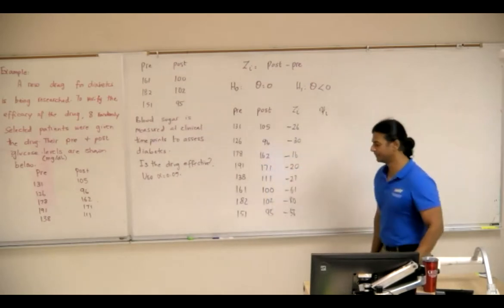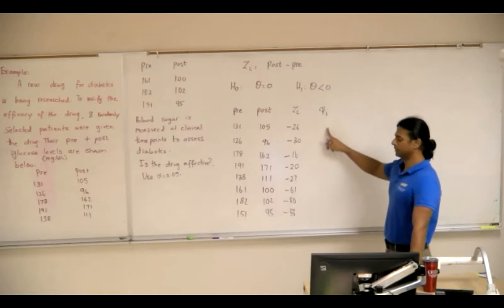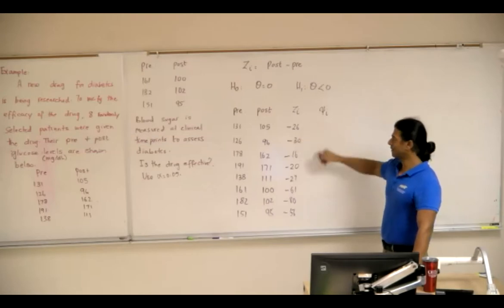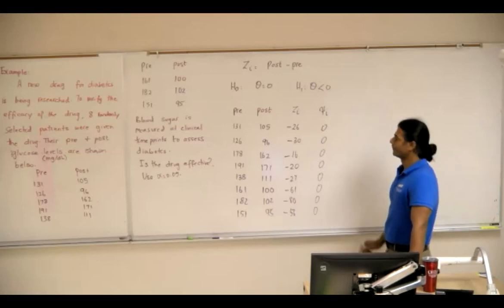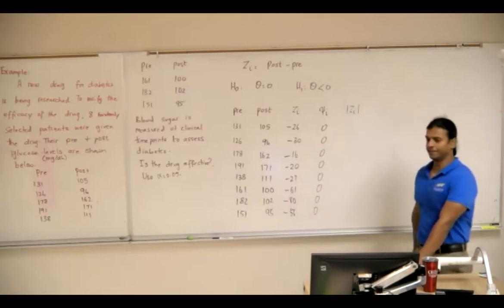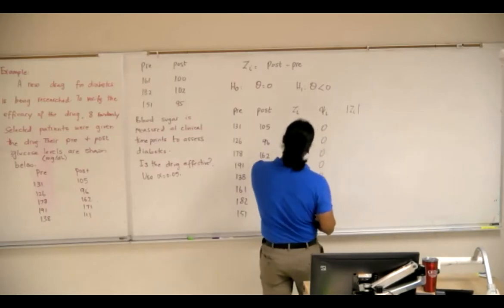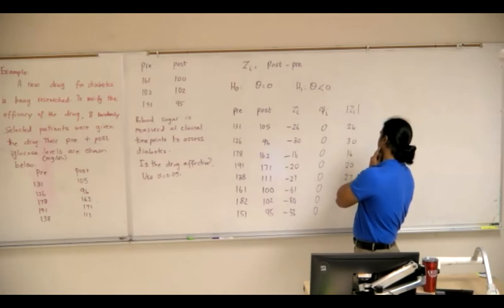Psi i from last time, if psi i is 1, then it would imply Zi is positive, correct? They're all negative, so 0, 0, 0, 0, 0, 0, 0, 0. Yes? Then we have to find the absolute value of Zi. The absolute value of Zi would be 26, 30, 16, 20, 27, 61, 80, 56.